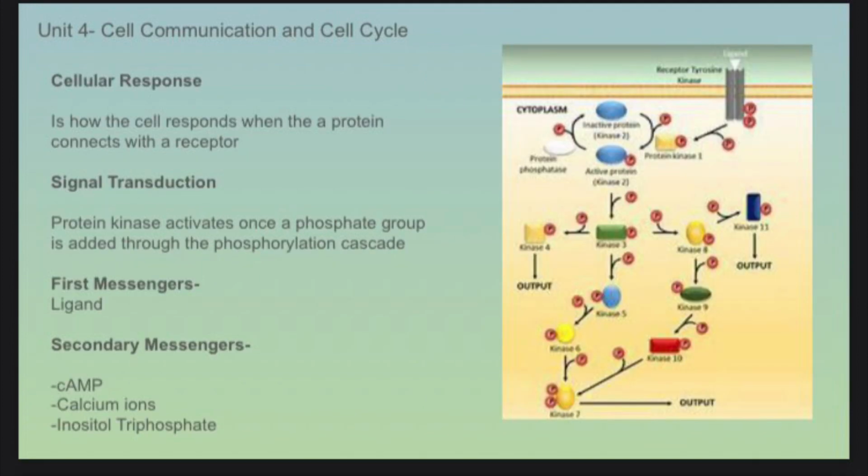Okay, so let's see how the cell responds through cellular response. First of all, it's how the cell responds when the protein connects with the receptor. So, in signal transduction, protein kinase activates once a phosphate group is added through the phosphorylation cascade, which is like a staircase looking thing. So the first messengers are the ligands, the secondary messengers are the cAMP and calcium ions along with inositol triphosphate.